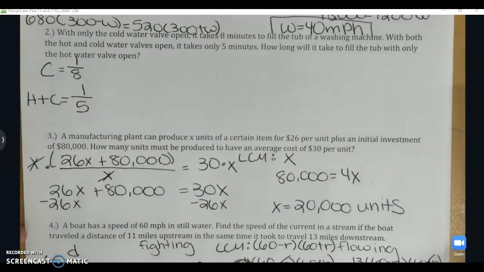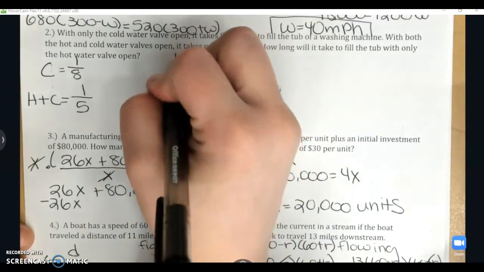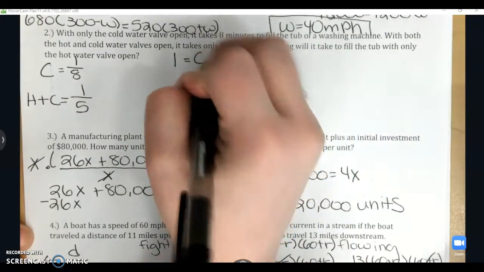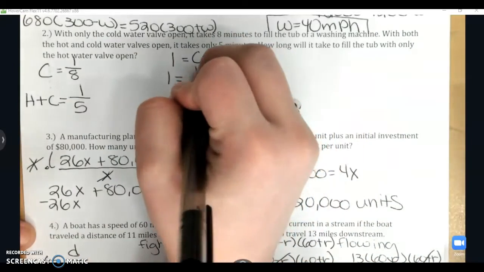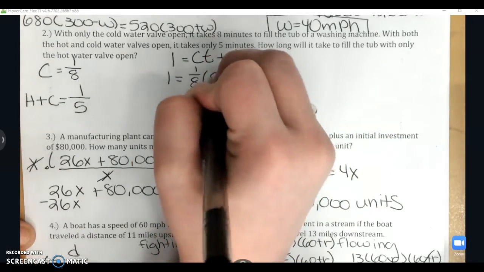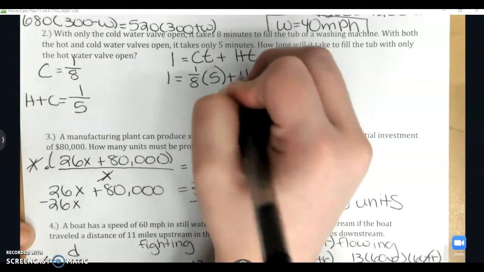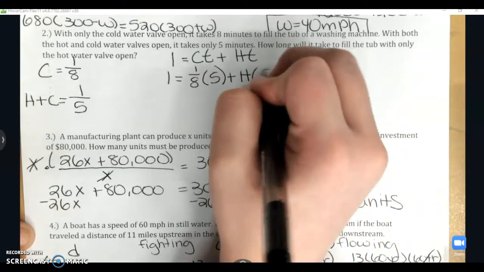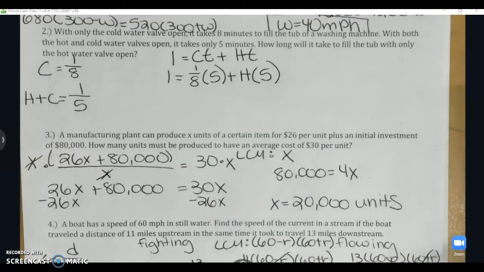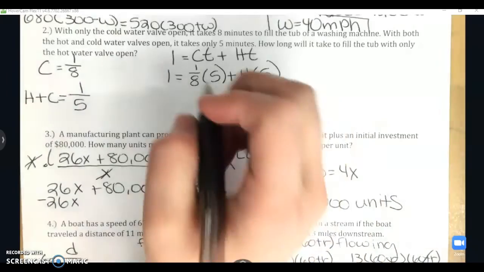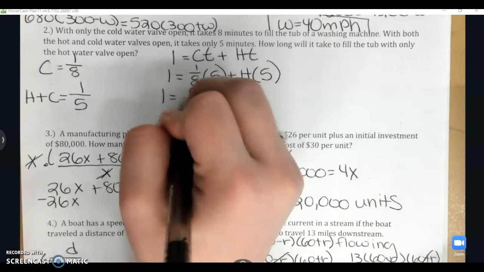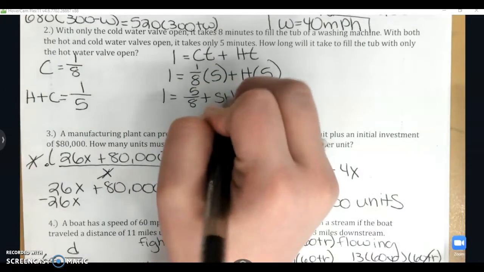And these valves working together to fill 1 tub is going to be the speed of my cold valve times time plus the speed of my hot valve times time. And in this case, I know the speed of the cold water is 1/8, and I know that time is 5 minutes. I don't know the speed of the hot water valve, and I know that time is still 5 minutes. So I'm solving first for h. That's the speed of the hot water valve. So that's going to be 1 is equal to 5/8 plus 5 times h.